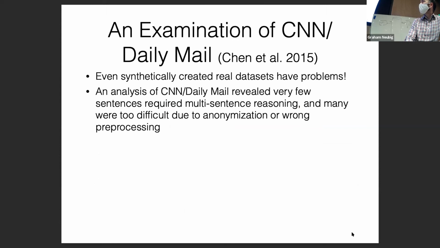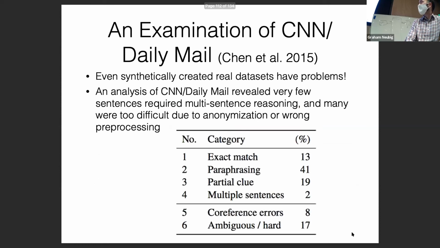So for example, the CNN Daily Mail data set revealed that very few sentences required multi-sentence reasoning, and many were too difficult because anonymization or pre-processing caused them to be wrong. So many, like over 25% of the questions, were essentially unanswerable because the initial pre-processing was broken.